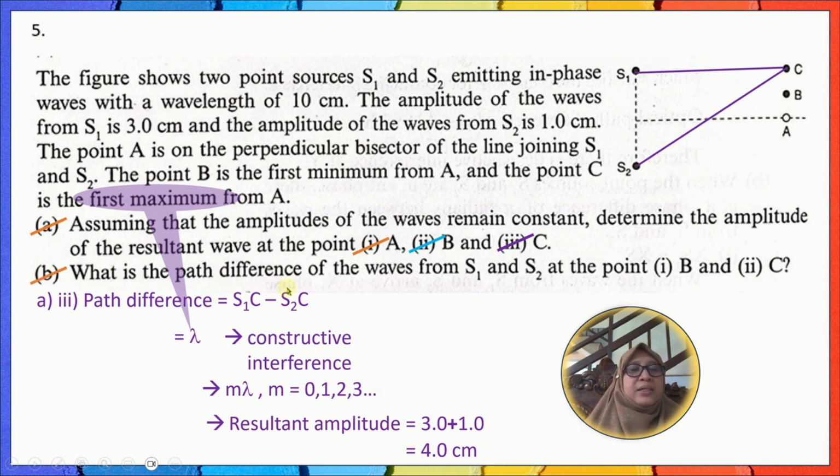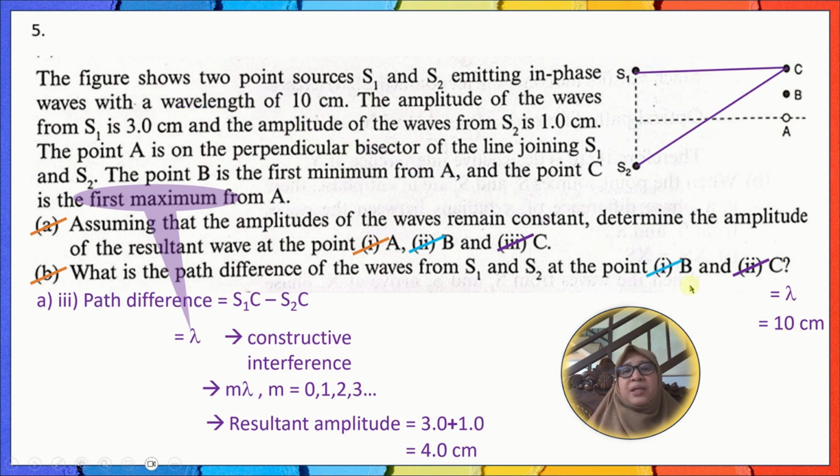The question is: what is the path difference of the waves from S1 and S2 at points B and C? At point C, the path difference will be equal to m lambda, because m is 1. So 1 times lambda, and lambda is given as 10 centimeters. So the path difference at point C will be 10 centimeters, which is 1 lambda.